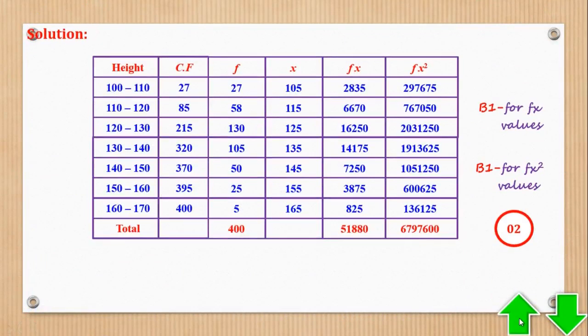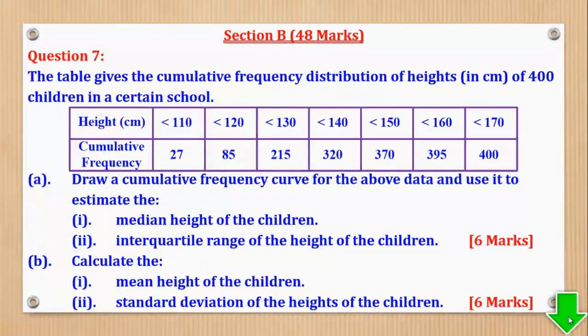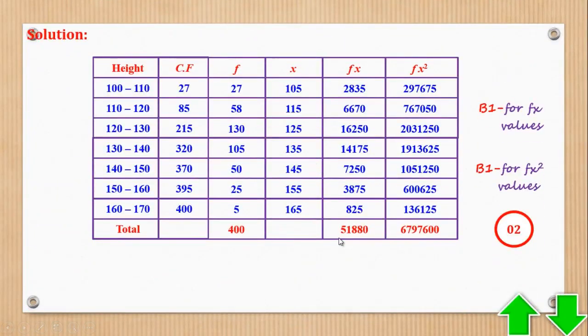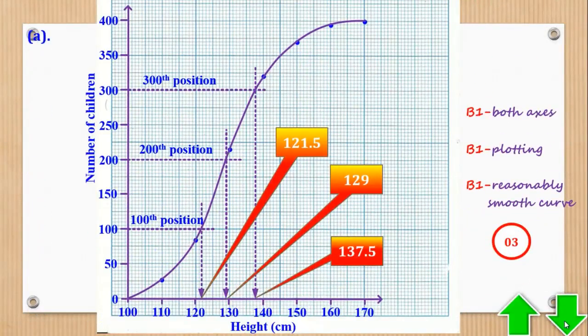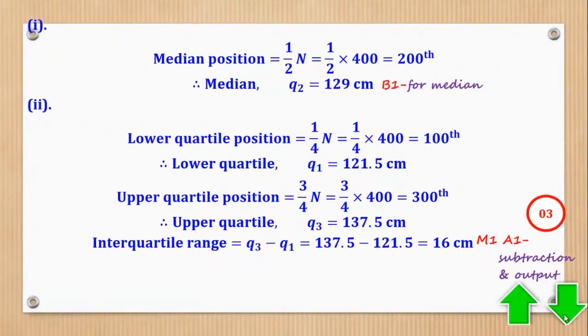So part B, they wanted mean and standard deviation. So there you need to remember what we got in the table, that summation of f is 400, summation of fx is 51880, summation of fx squared is 6797600. So when you remember that, you can easily answer the question of mean and standard deviation.